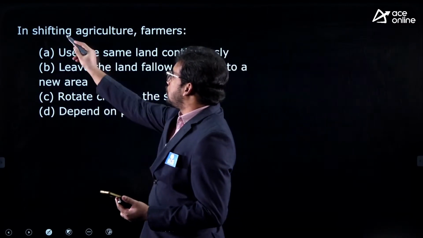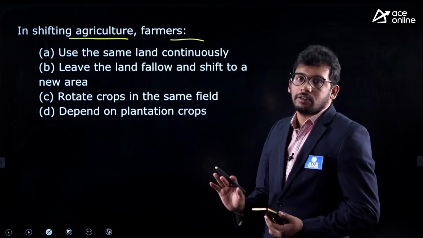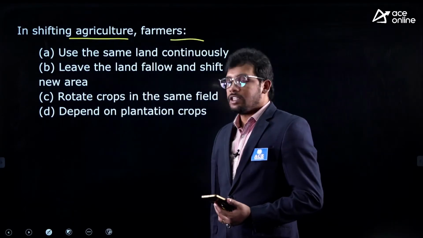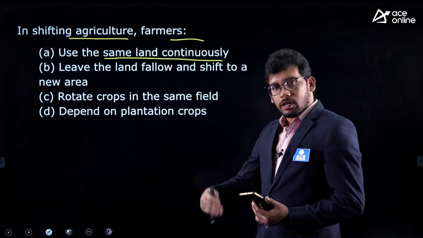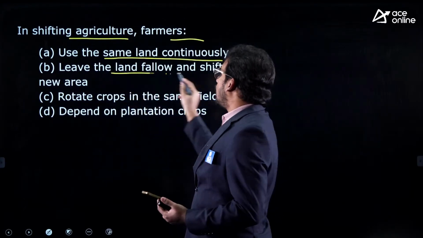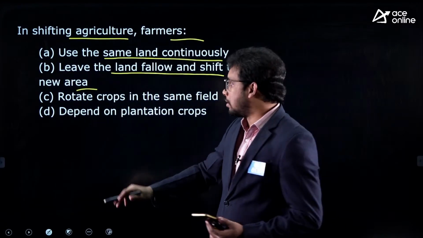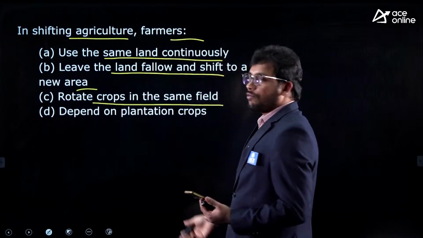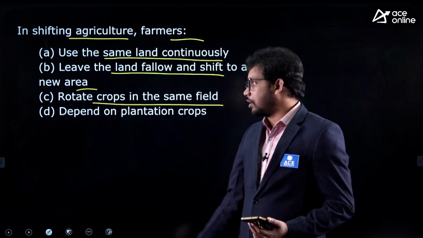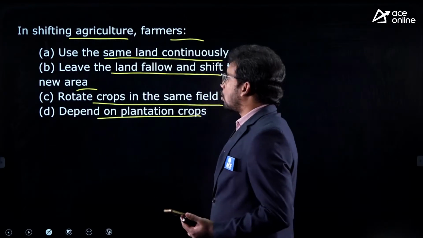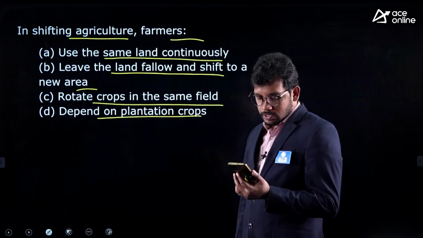Next one, in shifting agriculture, farmers. So they are asking what farmers do when they are doing shifting agriculture. Use the same land continuously for cultivation. Leave the land fallow and shift to the new area. After cultivating, leave the land and then shift to other part. Rotate crops in the same field. Take the same field but rotate the crops, shift from one crop to other crop. Depend on plantation crops. So what is the answer for this?